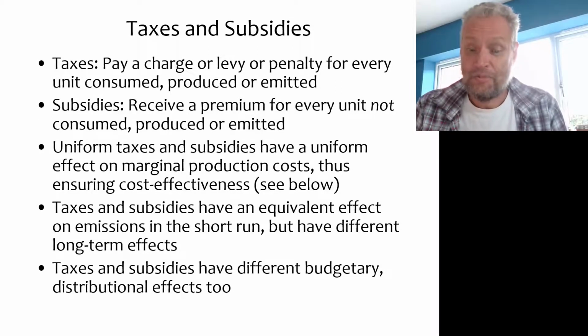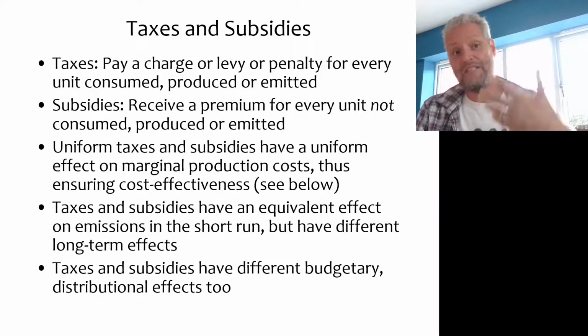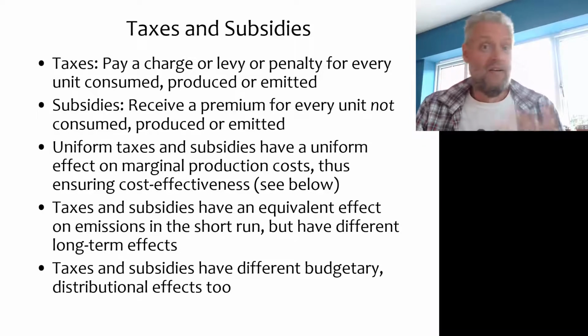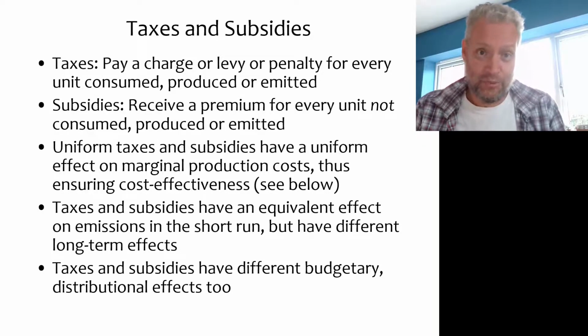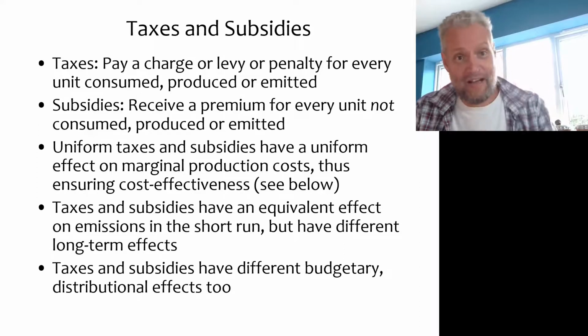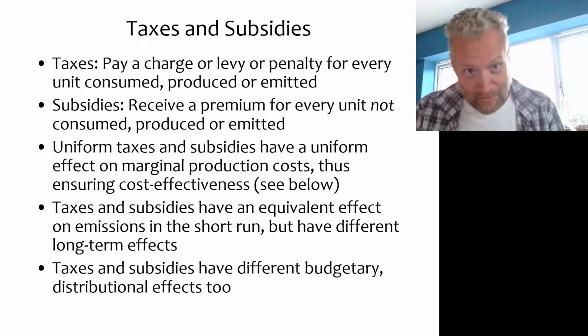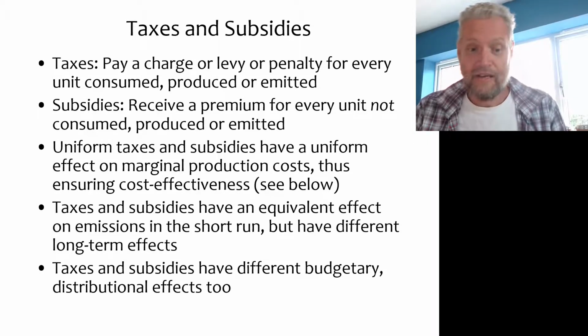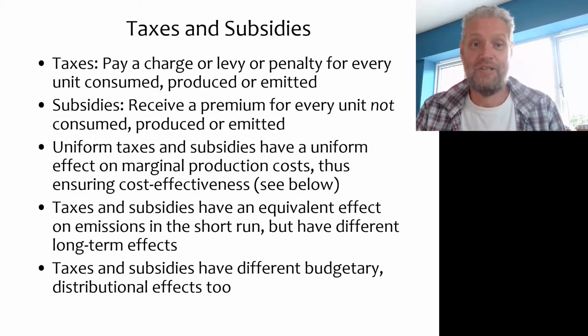There are also distributional differences. If you tax a necessary good, food or energy, then necessarily it will hit the poorest hardest, because that is the nature of a necessary good, whereas a subsidy on these things will necessarily benefit the poorest most. So there are also different distributional implications of taxes and subsidies, and that is of course another important distinction that we need to keep in mind.